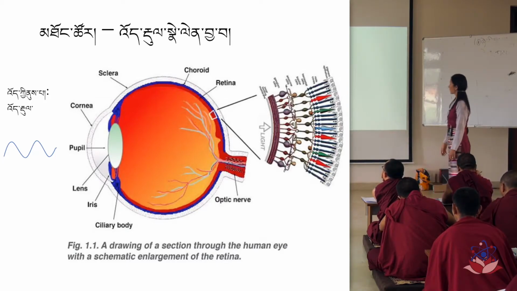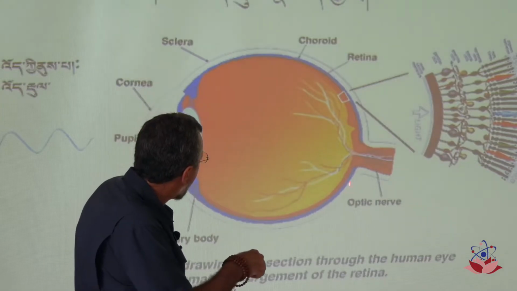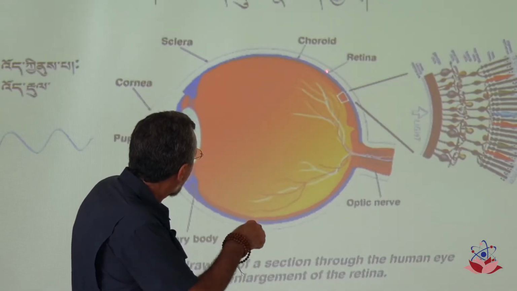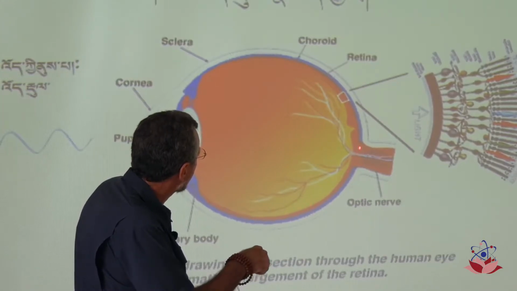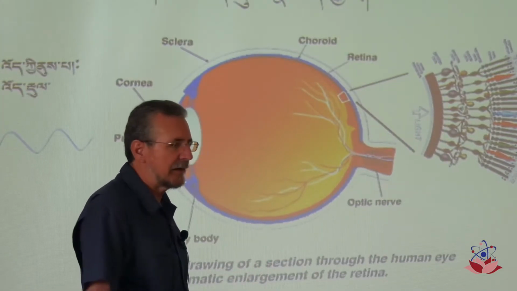And then on the very back of the eye here, we have the neural portion, which is actually a part of the central nervous system, that is called the retina.